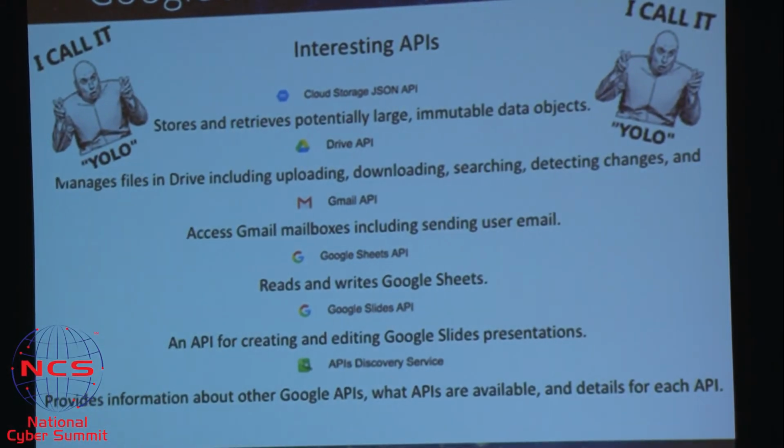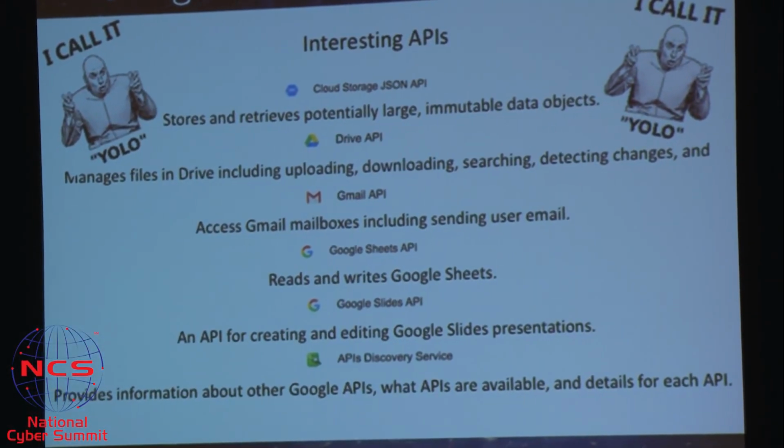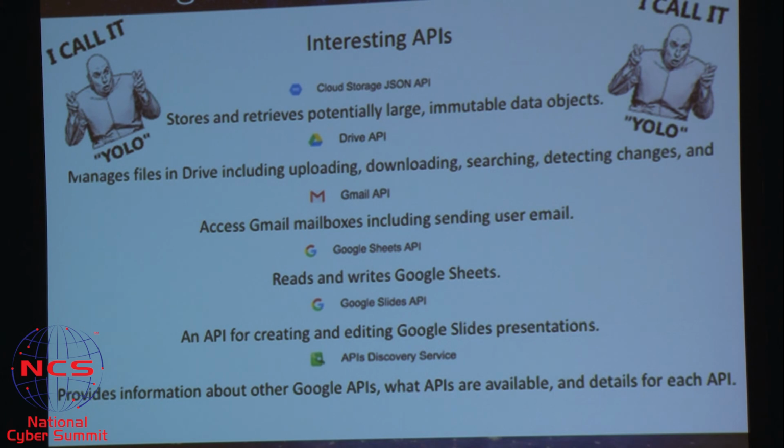Next slide. So here are the major APIs that I saw were interesting that you can write to. You've got Gmail, Drive, Sheets, Slides. I can send the same file to a Google Slide, and it'll look the same. You can store large amounts of data in cloud storage. The first one's not free, but the rest are free. And there's even an API to look up more details on APIs, believe it or not.